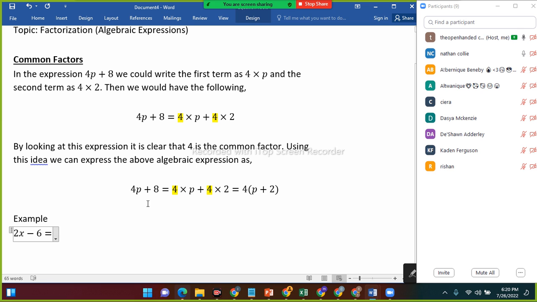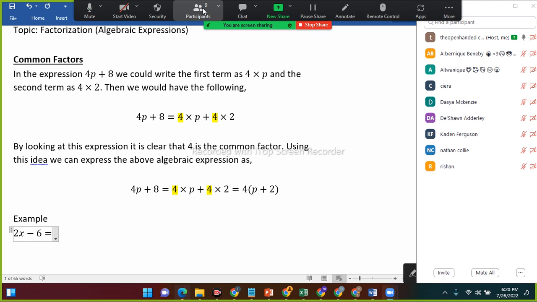Alright. So we have 2x minus 6, right? So okay, Deshaun, help me out with this. What is the common factor between 2x and 6? 3. 3? Is 3 a part of 2x? Oh, no, I don't think so. No, definitely not in there.